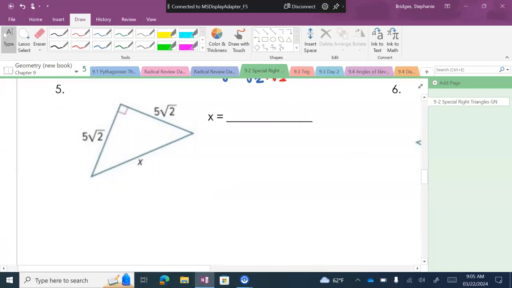Try 5. 5 is going to be very similar to 4. This one you can't simplify. Yep.